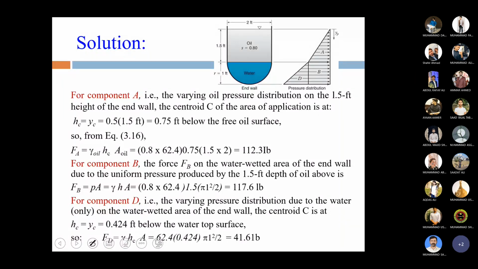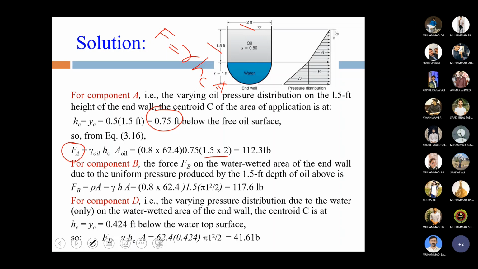So for component A, the formula for force is F is equal to gamma HC A. So for component A, obviously we are going to use gamma of oil, and what would be the HC in terms of oil? The centroid of the rectangle, 1.5 divided by 2, 0.75. Very good. So 0.75 would be the HC below the free oil surface. Okay. And what would be the area of oil? Sir, length into width, so 2 times 1.5. So you can find the force due to oil A. Is it clear?